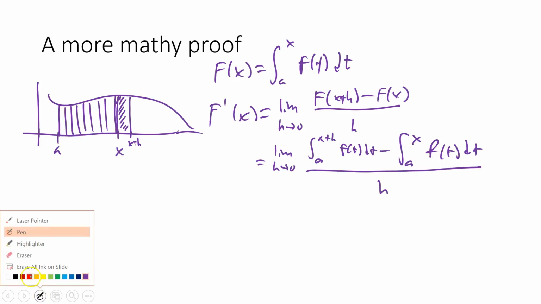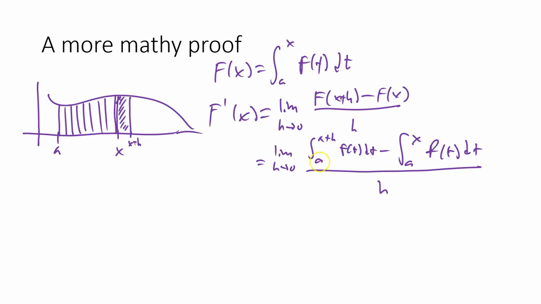Use some magic technology with colors here. The integral from a to x plus h, that is everything all the way up to x plus h. And the integral from a to x, that is just the area up until x. So we stop right there. If we take the red area and subtract the green area, what are we left with? Just this area right here. It's the area underneath the curve of little f of x that is between x and x plus h.